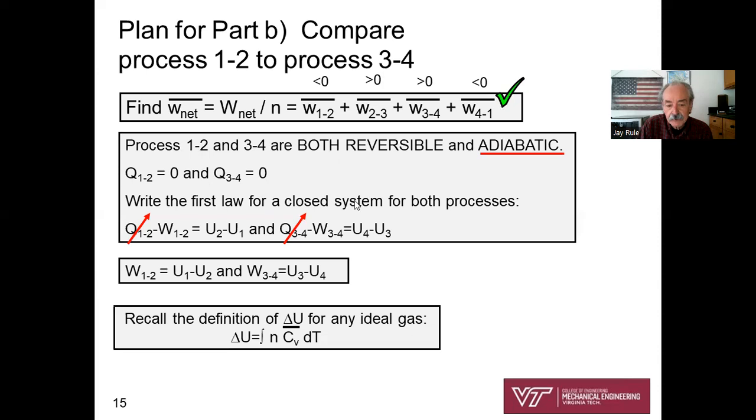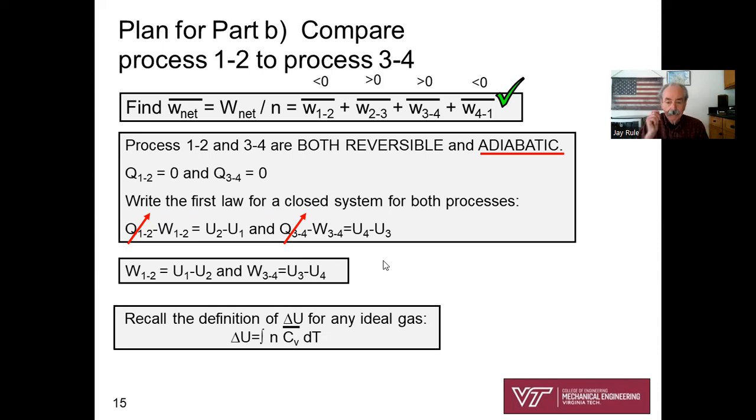I then wrote down the first law for a closed system for each process. Q from 1 to 2 minus W from 1 to 2 equals U2 minus U1, process 1 to 2. And for 3 to 4, Q from 3 to 4 minus the work from 3 to 4 is U4 minus U3. I'm getting somewhere because those Q terms are 0. So solve for W from 1 to 2. It's U1 minus U2. I had to get my minus sign straightened out. And the work from 3 to 4 is U3 minus U4.